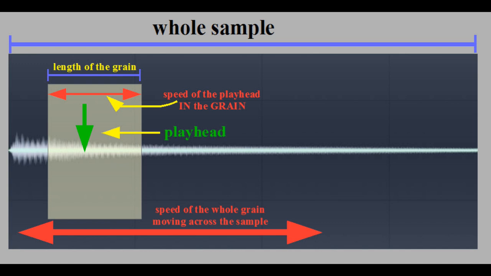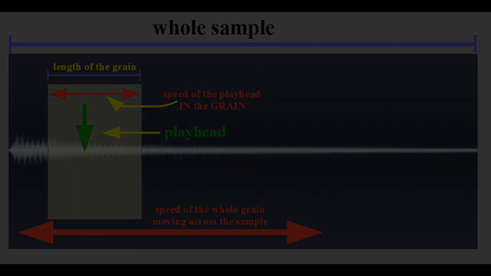The adjustment of the pitch, on the other hand, influences only the content of the grain, only what is in the grain. The pitch parameter determines how fast this content in the grain is played back, without changing the speed at which the grain moves across the whole sample, meaning without changing the length, the duration of the piece of music or sound in the sampler.